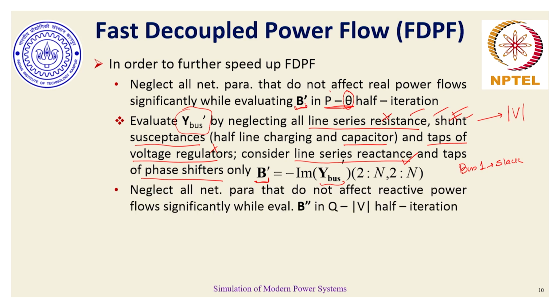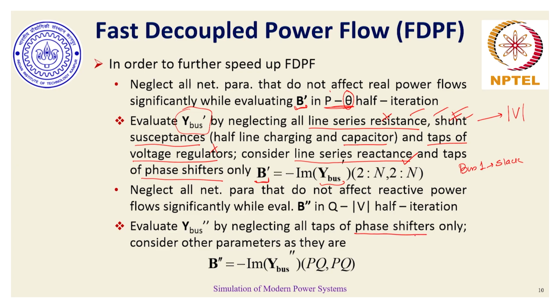Similarly for B double dash, we evaluate the Y bus the way it has been discussed, but we ignore only the presence of phase shifters. We consider the presence of line series resistance, shunt susceptance, voltage regulators, as well as line reactance. Once we evaluate that Y bus and call it Y bus double dash, we extract the corresponding PQ buses elements from the Y bus, because voltage magnitudes are only to be obtained for PQ buses, whereas phase angles in the first iteration are to be obtained for all buses from 2 to n. Bus 1 angle is not necessary.